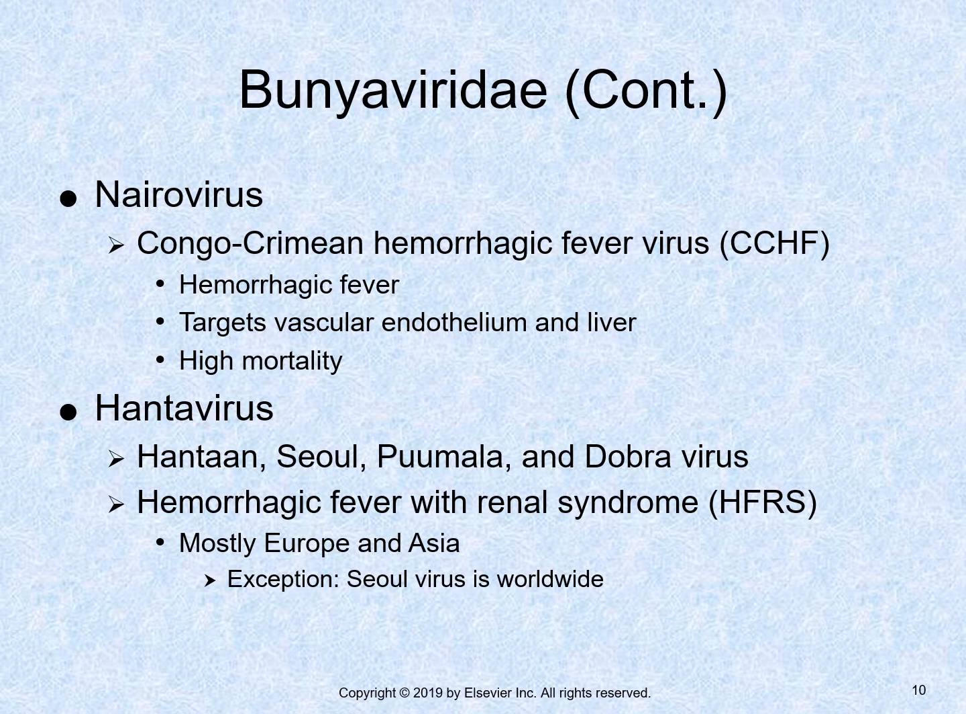Congo-Crimean hemorrhagic fever virus is a member of the nairoviruses, and this causes hemorrhagic fever. It targets vascular endothelium and liver and is associated with a high mortality rate. Hantaan, Seoul, Puumala, and Dobrava viruses, members of hantavirus, cause hemorrhagic fever with renal syndrome. These infections are mostly seen in Europe and Asia, with the exception of the Seoul virus, which is seen worldwide.